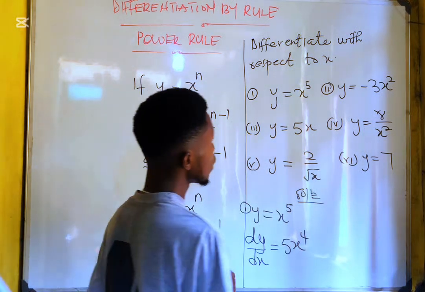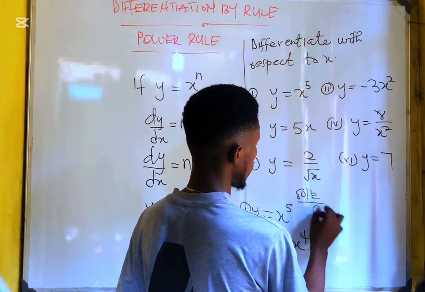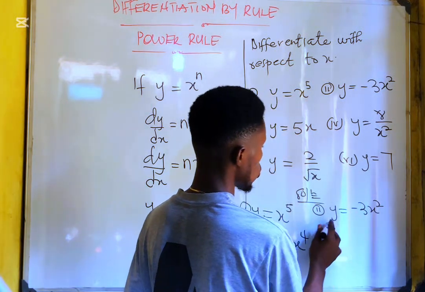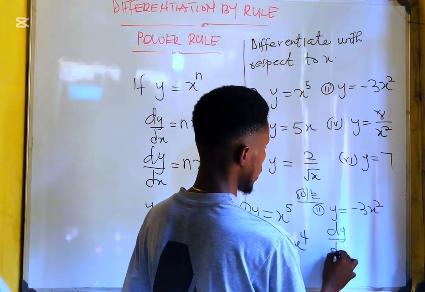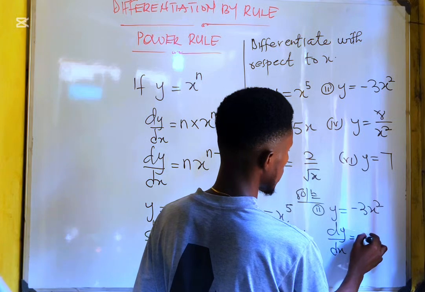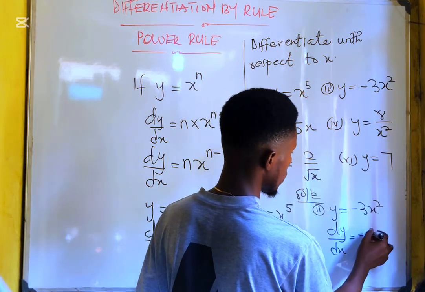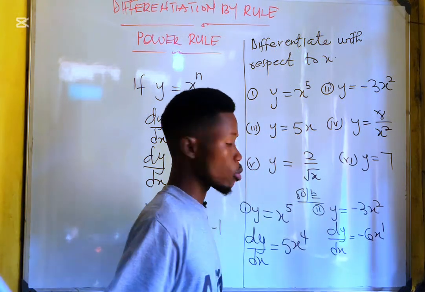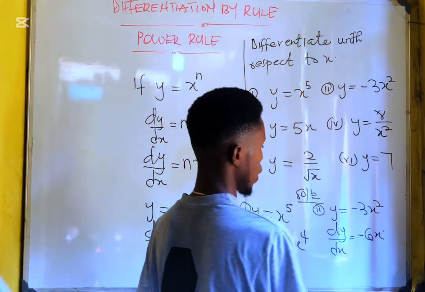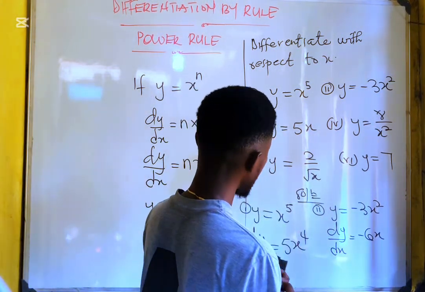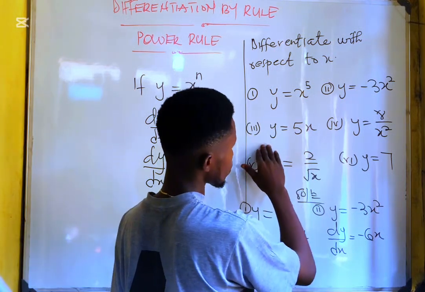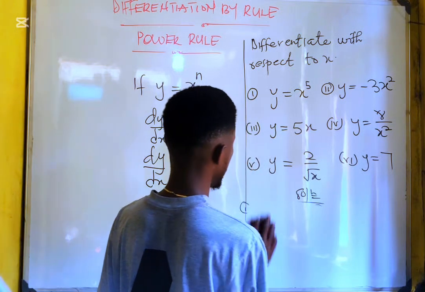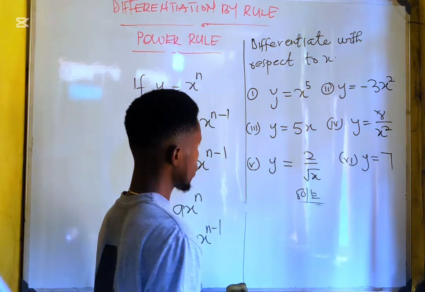Is that okay? Now let's look at the second one. y equals negative 3x squared. So dy/dx is going to be negative 2 times negative 3, which will be negative 6x to the power 1. If I subtract 1 from 2, I'll get 1. But normally you don't write it. Is that okay? Good. So that is the second one.